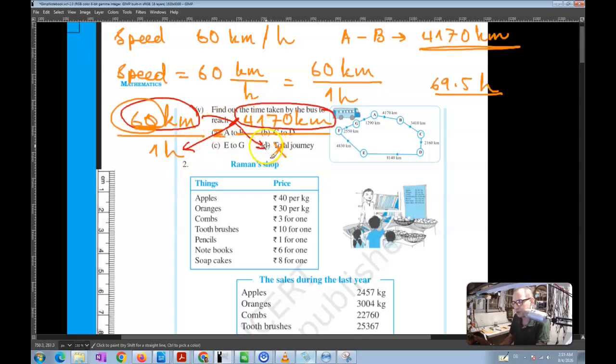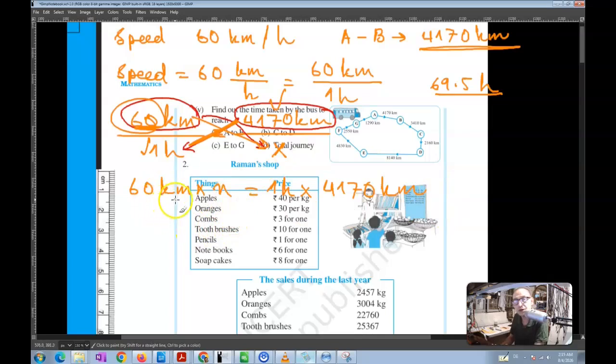The cross multiplication, you will multiply what you have here by what you have over here. So we will write 60 kilometers times x is the same thing as, and then you will multiply these two numbers together, that's 1 hour times 4,170 kilometers, right? And now this should give us the right answer.